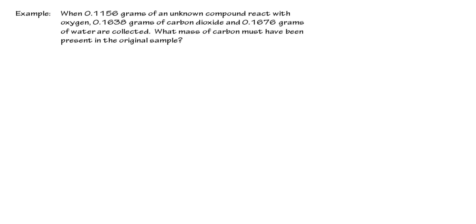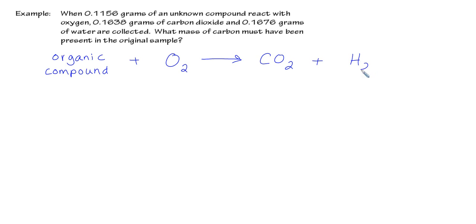What mass of carbon must have been present in the original sample? Do you recall combustions a little bit? It's some kind of an organic compound. Organic meaning like a carbon compound. It's reacting with oxygen. Oxygen gas is diatomic. And the products are always carbon dioxide and water. Oh, yeah. Combustions are usually kind of fun.